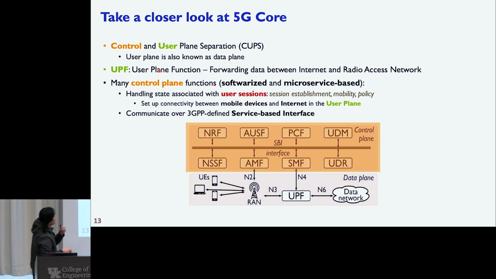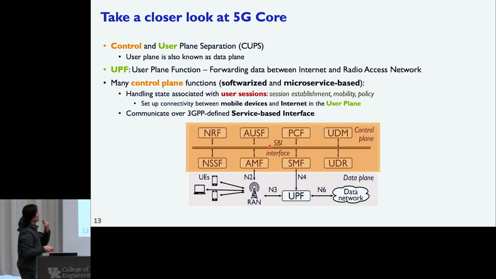But within the control plane, we can see many control plane functions because of the adoption of the softwarization and microservice-based paradigm. These different decoupled control plane functions collaboratively work together to handle the state associated with the user sessions, for example, session establishment, mobility event handling, and policy adjustment. The eventual outcome of their collaboration is to set up the connectivity between the mobile devices and the internet in the user plane.